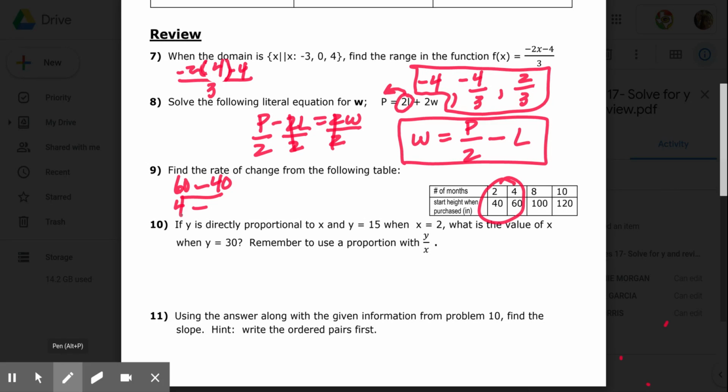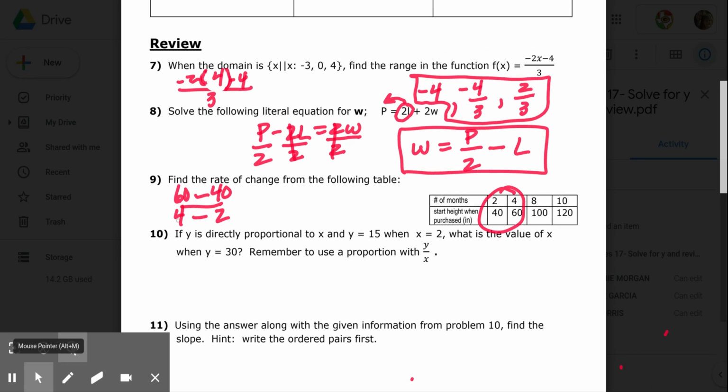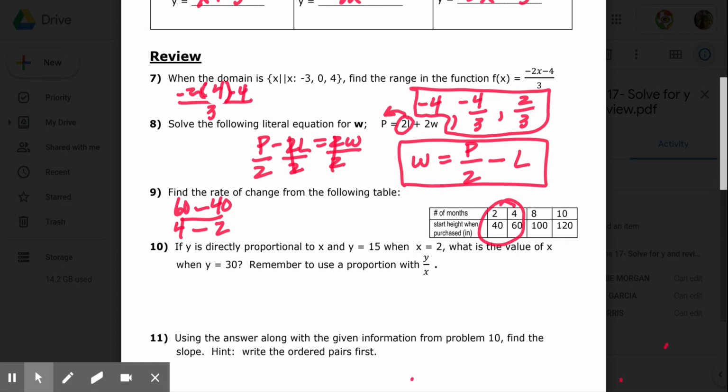So you need to make sure that the numbers right here above each other, so the 4 and the 60 right here, those represent an ordered pair. So this is your x term, and then this right here is your y term. So that's an ordered pair of 4, 60. As is over here, this is 2, 40 for an ordered pair. So 60 minus 40 is 20. And 4 minus 2 is 2. So 20 divided by 2 is 10. So that is the rate of change.